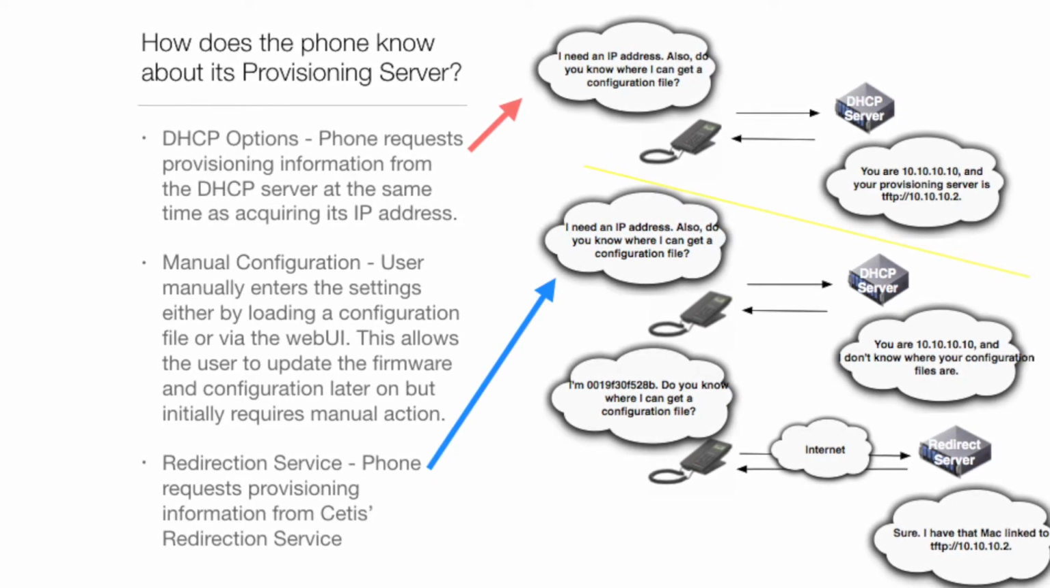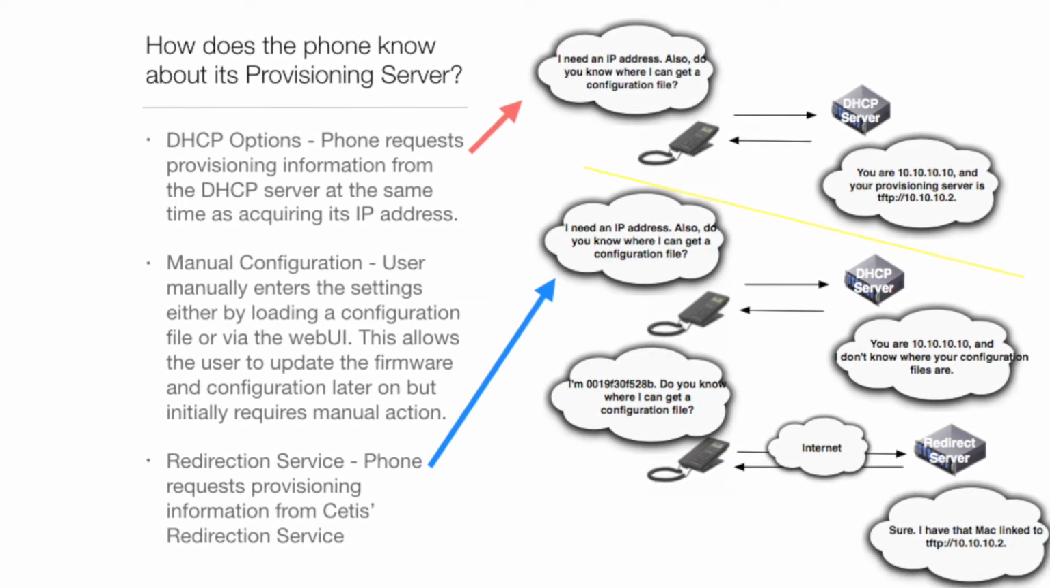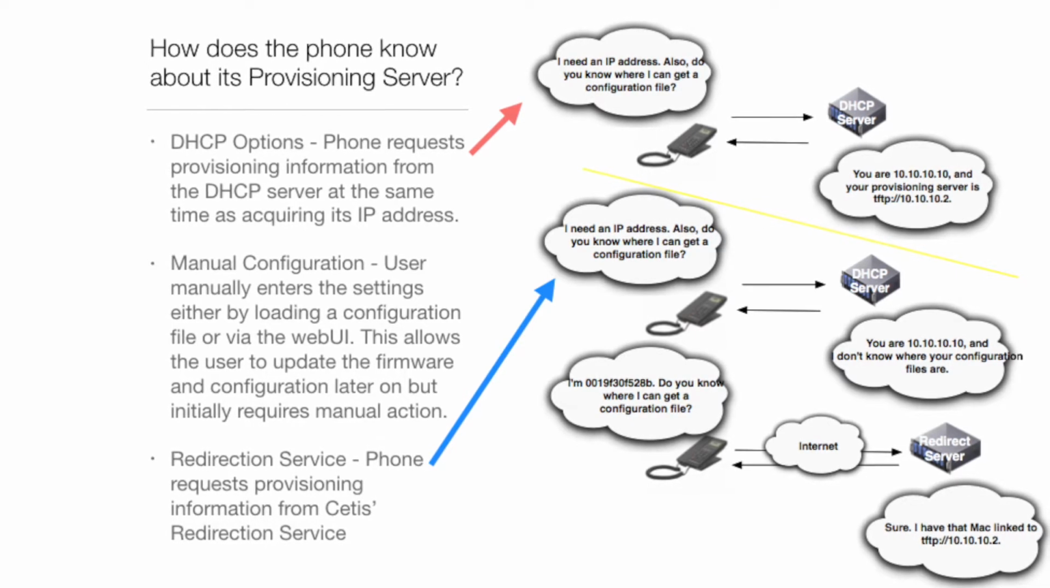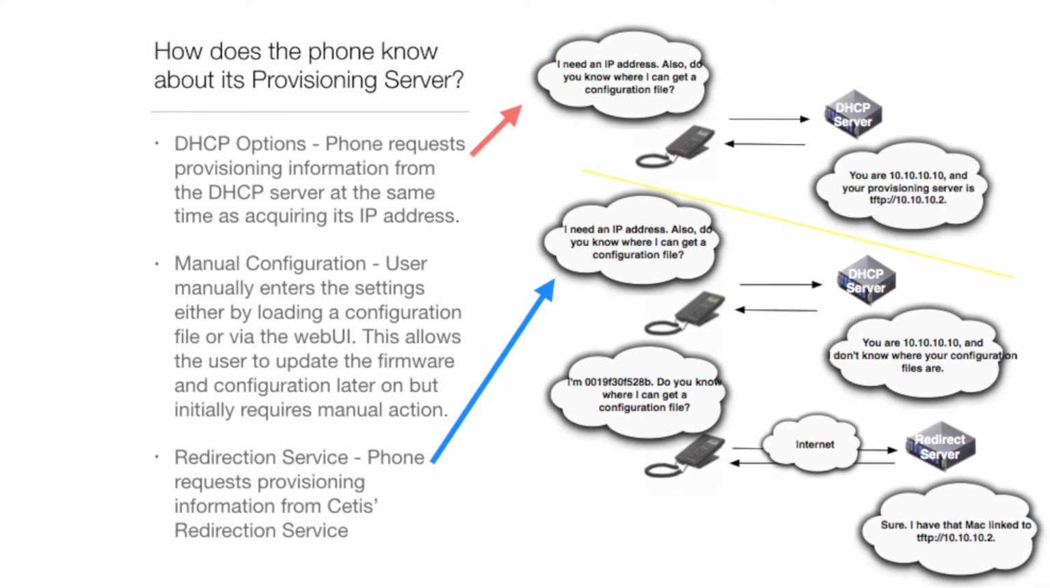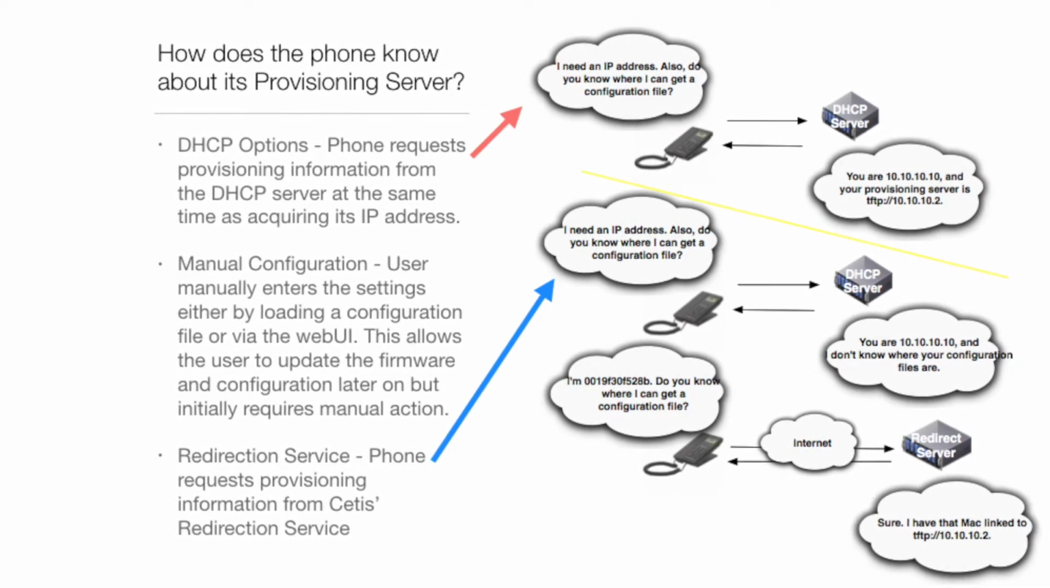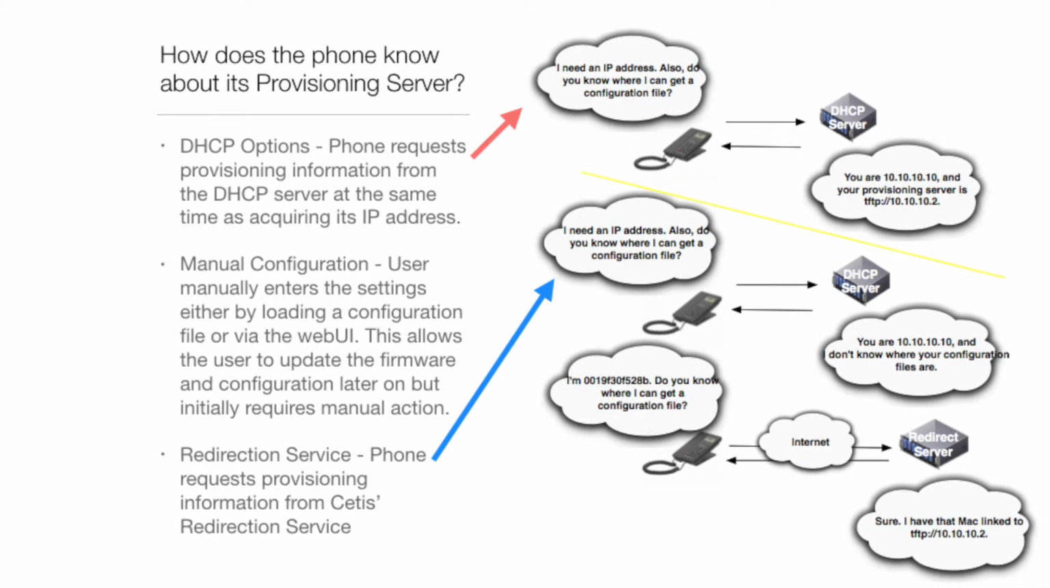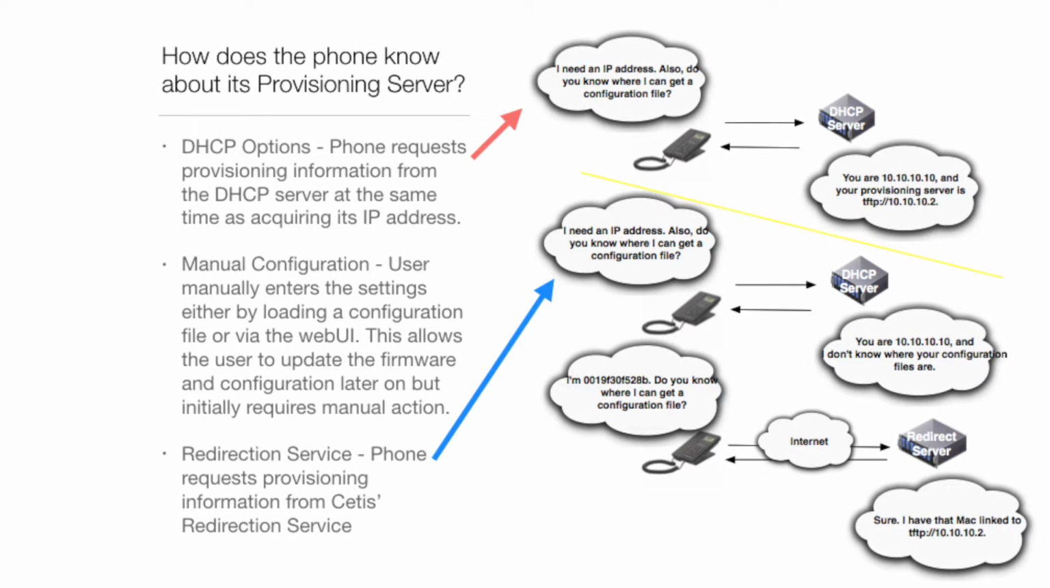Alternatively, the installer can manually load an existing configuration file or program the phone directly via the web user interface. And yet a third method is to use Cetis' redirection server to direct the phone to a remote provisioning server.